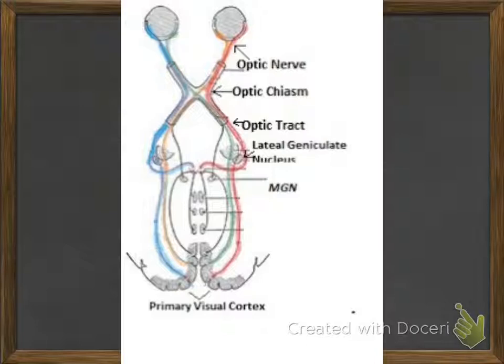The optic tract synapses at the LGN, the lateral geniculate nucleus, which is the first synapse, and projects via the optic radiation onto the dorsal pathway, which projects the perception of location and motion, and the ventral pathway, which projects the perception of color and form. It then leads to the primary visual cortex in the occipital lobe.